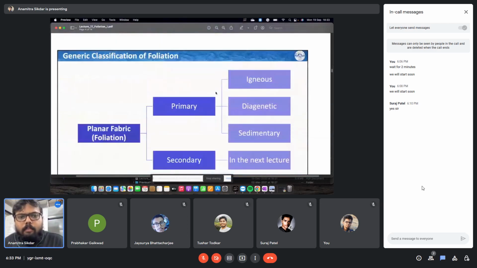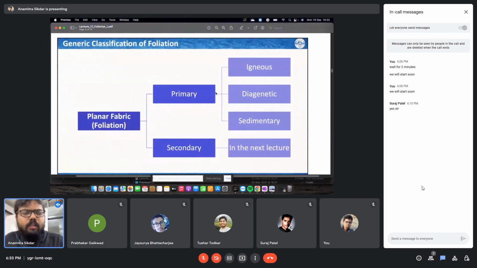But any kind of fabric is not necessarily always the result of deformation, right? Those that are the result of deformation are called secondary fabrics. The primary fabrics are those fabrics which are produced when the rock was actually formed.